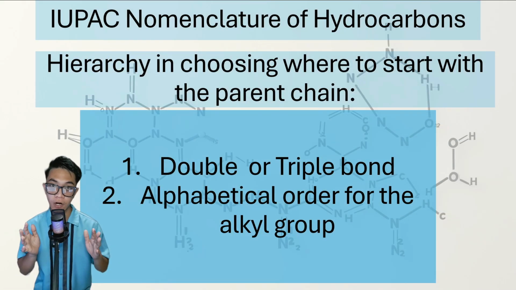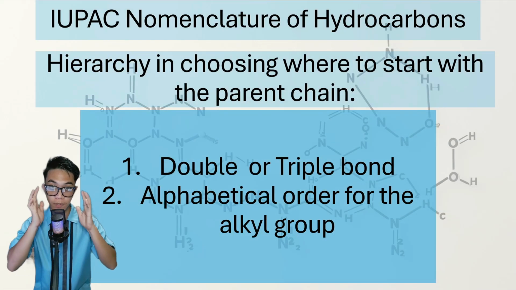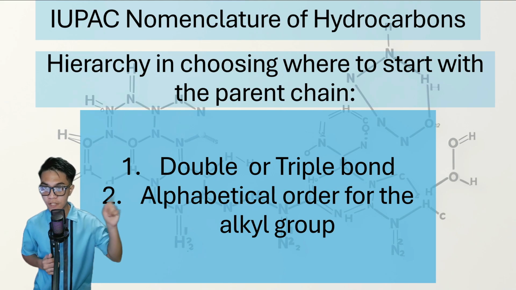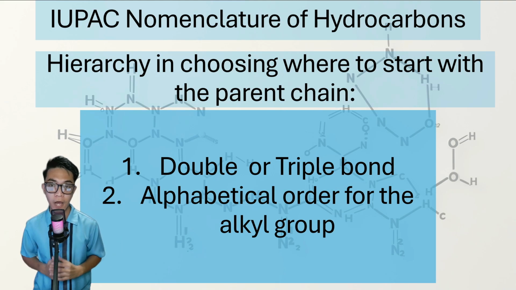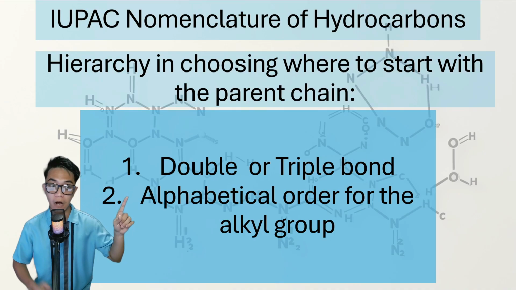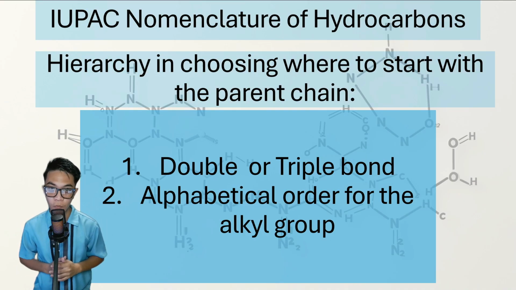You'll be encountering hydrocarbons that don't only have one substituent, alkyl groups, but will have more than that, other groups attached to it. So in order to name those specific hydrocarbons, we follow the specific hierarchy in IUPAC nomenclature for hydrocarbons. It's a priority list on what we should consider to have the lowest number possible in counting for our parent chain. First, we should consider our double or triple bond. So we should have the lowest number possible or location for our double or triple bond, and then that is followed next by alphabetical order for our alkyl group.